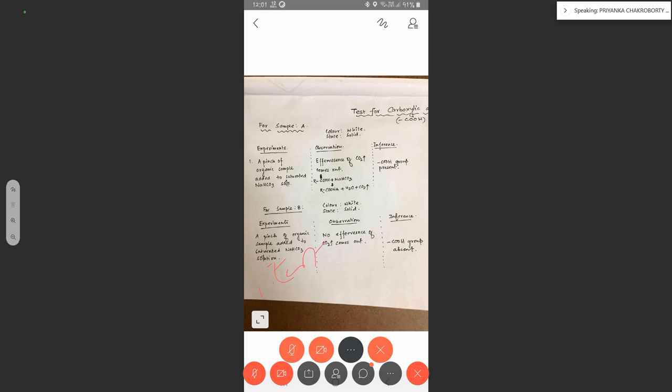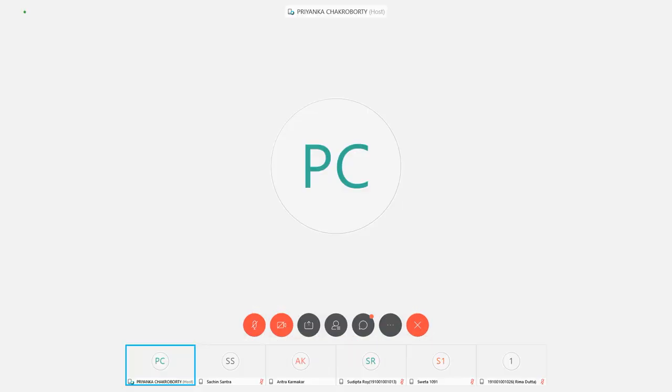This way you have to write down the test for carboxylic acid and for ester as well. This is the way you will write down the experiment, then the observation. In the observation column, you will write down the required chemical reaction and the inference.